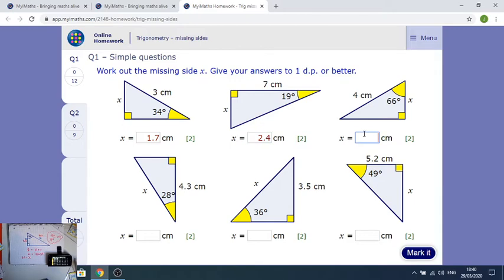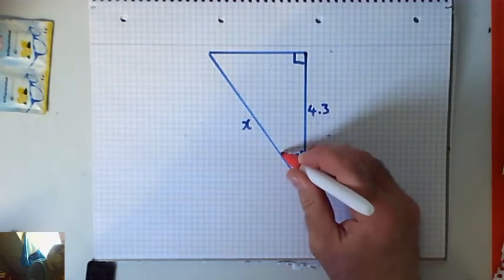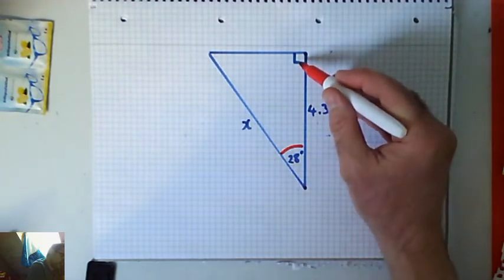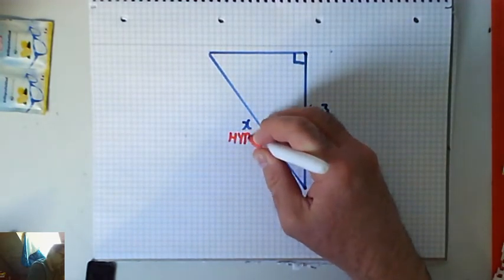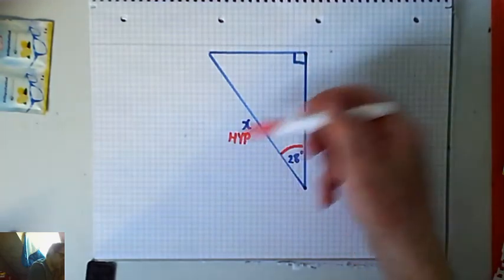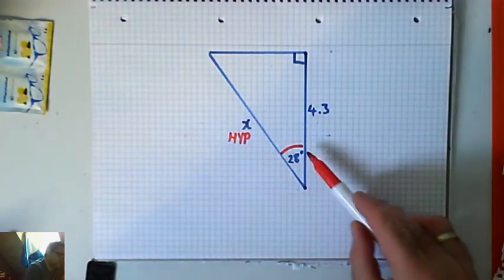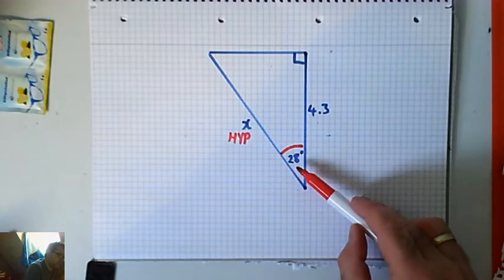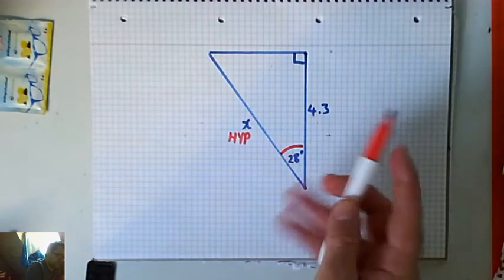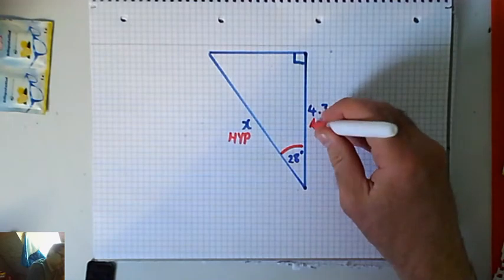So here we are, 1.6, and then we'll look at this triangle here. Magically that's appeared on my pad. The right angle's there, so the x must be the hypotenuse. It's the longest side, it's always opposite the right angle. The angle we're going to talk about is 28 degrees down here, so the 4.3 is next to it. In other words, it's adjacent to it.